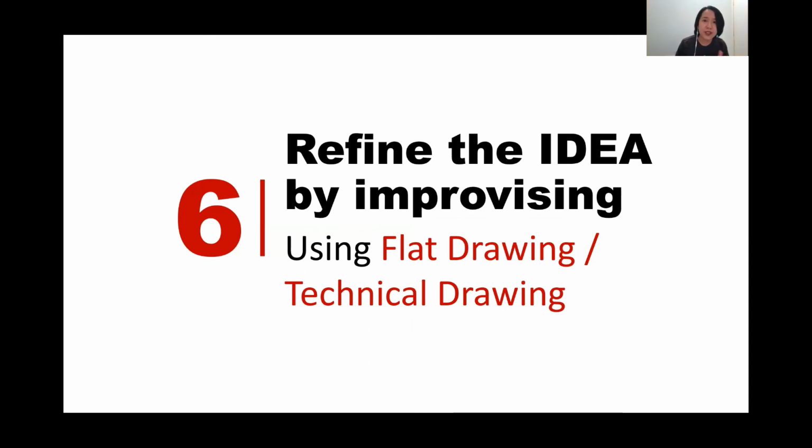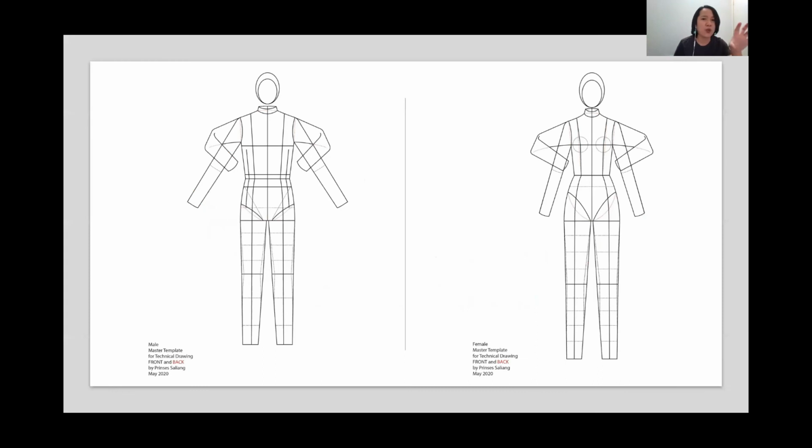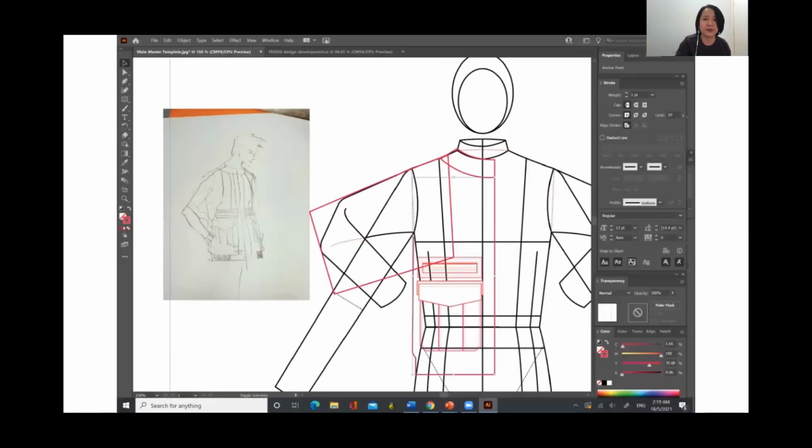The sixth step is to refine the idea, the one that you just drew, by improvising it. Improvise. So from one drawing, you can improvise a lot. So remember to start with a very good croquis, a very good croquis for flat drawing. I have here male and also female. You can do your own and just use it forever. You need to project the technical drawing part of your design as if the design is being laid flat on the floor. That is why it is called flat drawing.